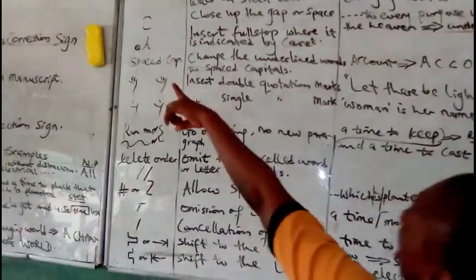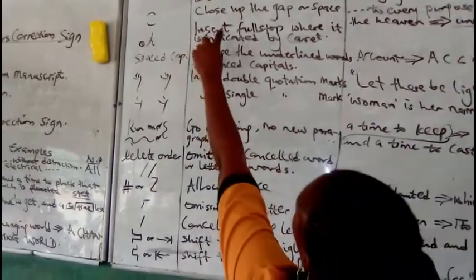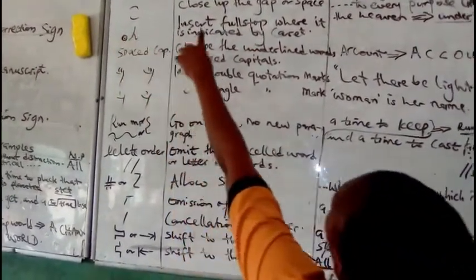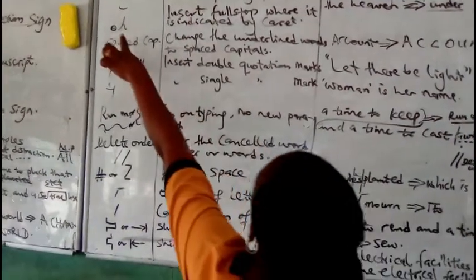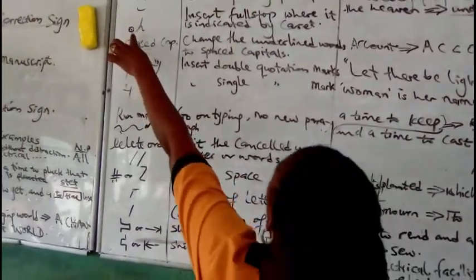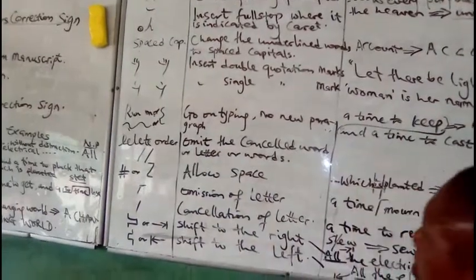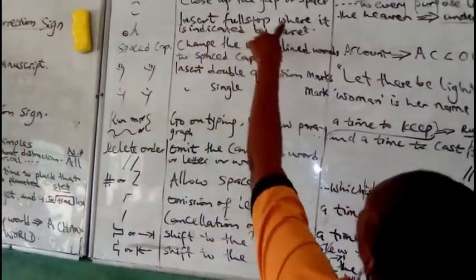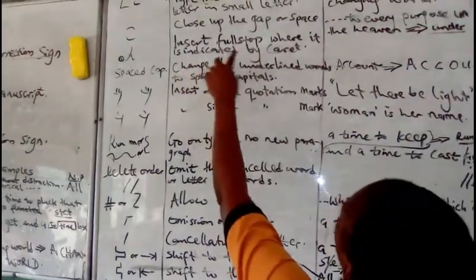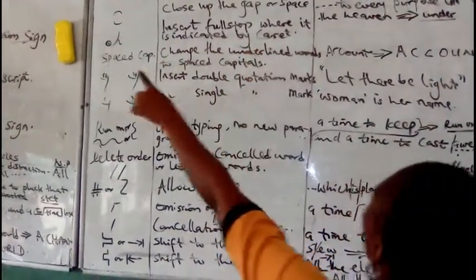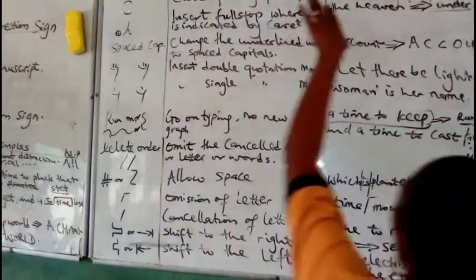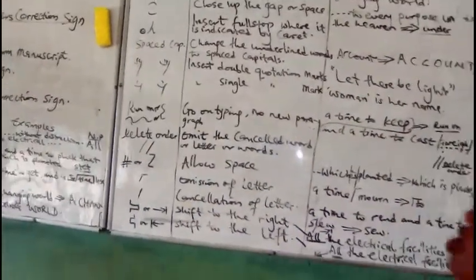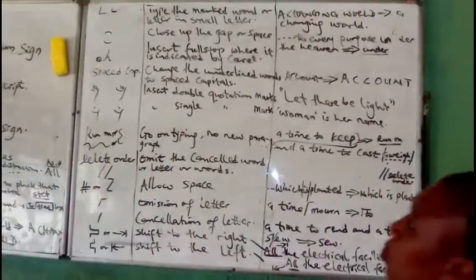Then we have insert carets. We call this thing caret. Whenever you see a caret, it will tell you what you will insert in that place. And here is full stop. It said insert full stop where it is indicated by caret. Where this caret indicates in your sentence, you should insert full stop. It's not only full stop. It might tell you other things you will insert.